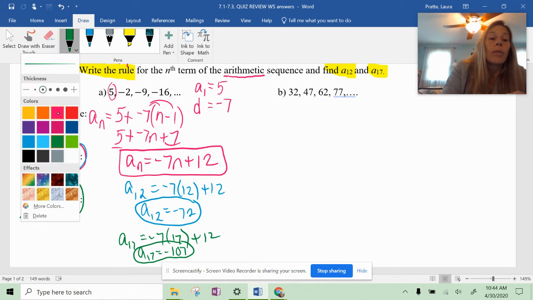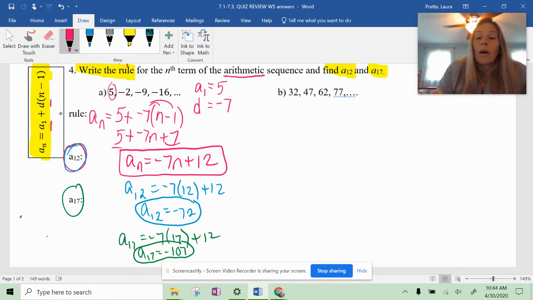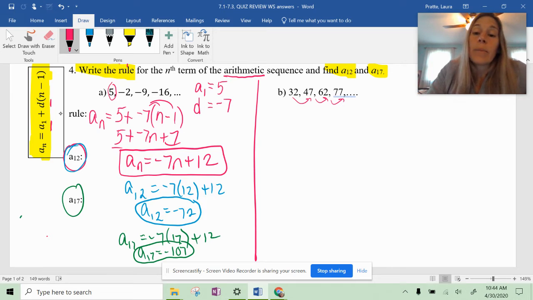All right, so let's try it for the next one. So for the next problem, I can see that my pattern is increasing here. So what's it increasing by? To get from 32 to 47, I would have to add 15. From 47 to 62, I would have to add 15. 62 to 77, add 15. So my common difference is positive 15.